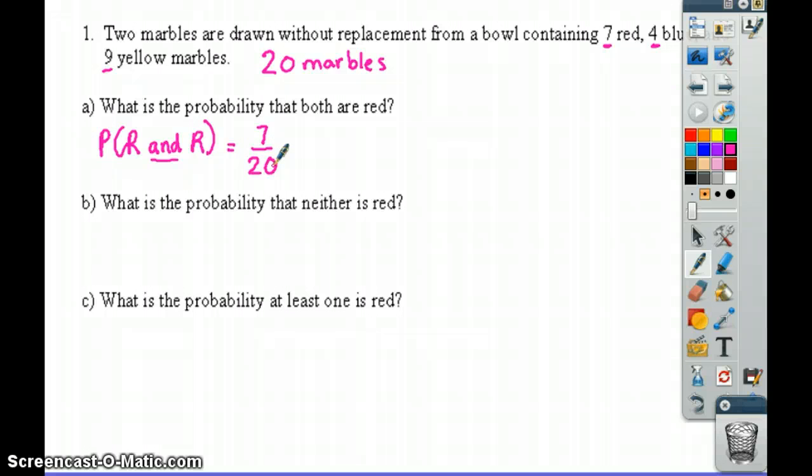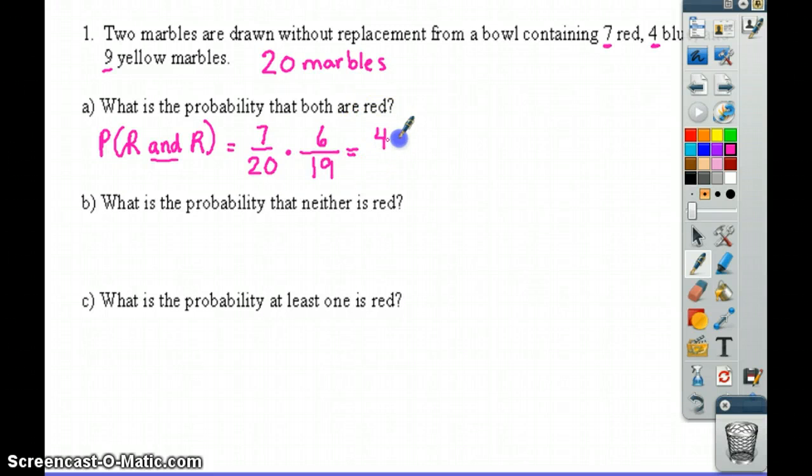What's the probability that when we reach in, the second one is also red? Well, how many red marbles do we have left? Yeah, there's only 6. One of them is in our hand. So 6 of the remaining marbles. And how many are remaining? 19 are remaining. So we have now a 6 out of 19 chance that the second marble is going to be red. Because it's an and problem, we multiply.